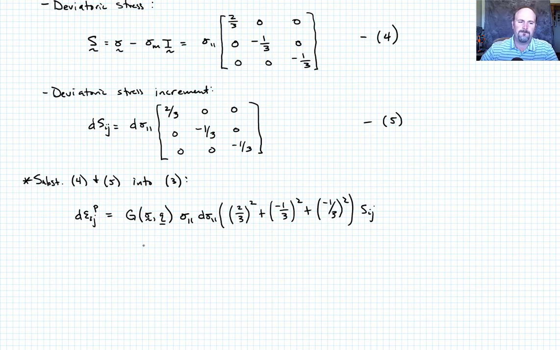Okay, so let's go ahead. This gives me 4/9 plus 1/9 plus 1/9 is 6/9, total is 2/3. So I am left with g function of sigma and q, possibly, sigma 1,1. Let me have 2/3 here, then d sigma 1,1, and then Sij. Let's call that equation 6.